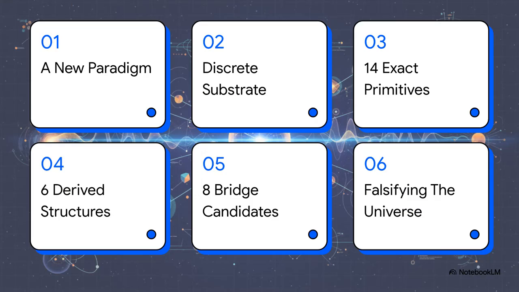Here is our roadmap for today. We're going to cover why physics needs a new paradigm, explore the discrete tetrahedral substrate, and then break down the exact primitives, derived structures, bridge candidates, and finally, how to falsify this entire model.